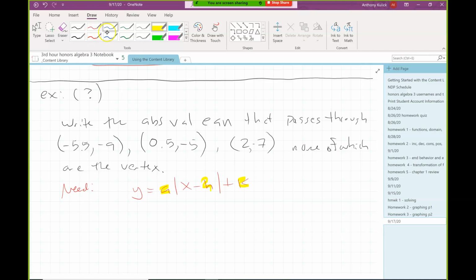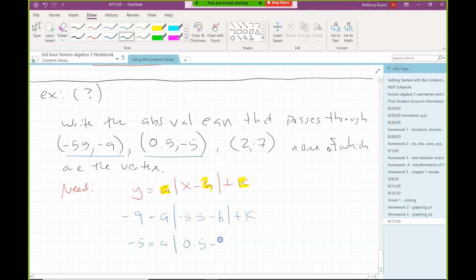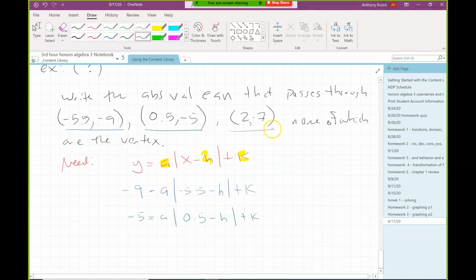So what I'm going to do is create a system of 3 equations. Using the first point, I have -9 equals a times -5.5 minus h plus k. Using the next point, I have -5 is equal to a times 0.5 minus h plus k. And using the last point, I have -7 is equal to a times 2 minus h plus k.